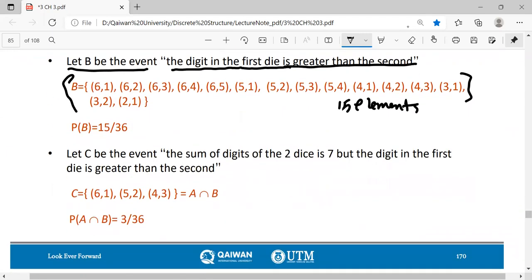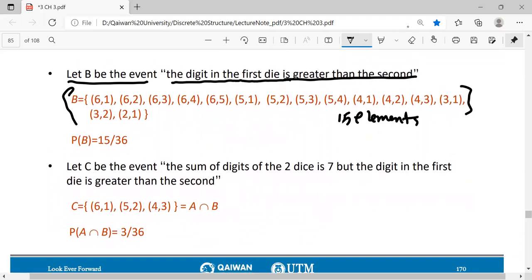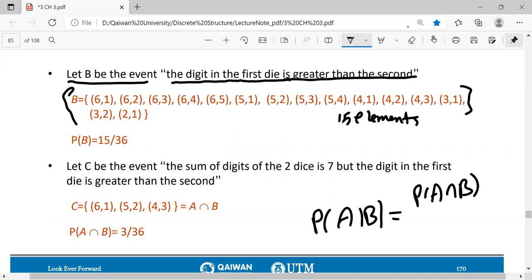Okay. Now to find the probability of A given B, we say it equals the probability of A intersection B divided by the probability of B. This is the rule for conditional probability. Here we have event A and event B. Event A is the sum is 7, and event B is the first die is greater than the second one.